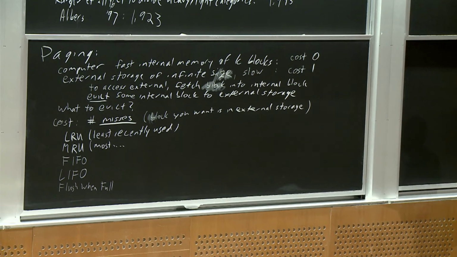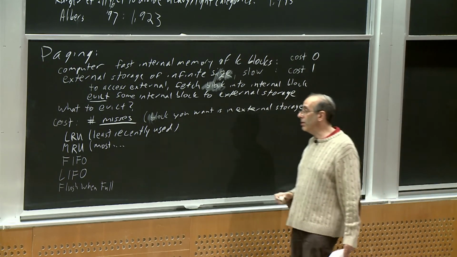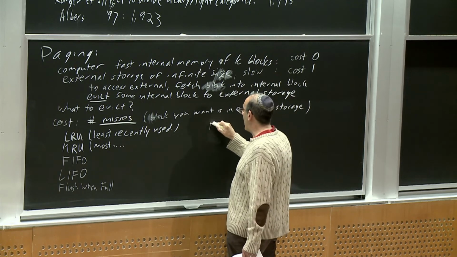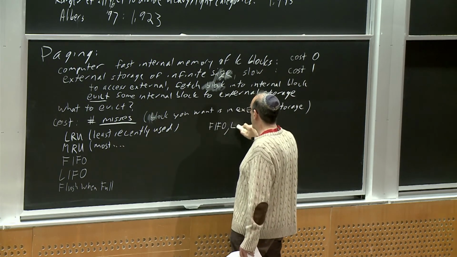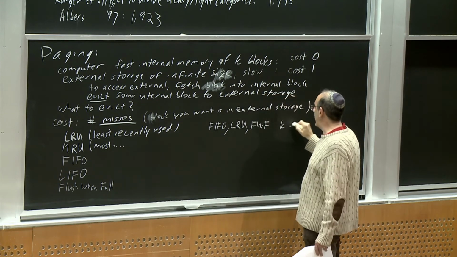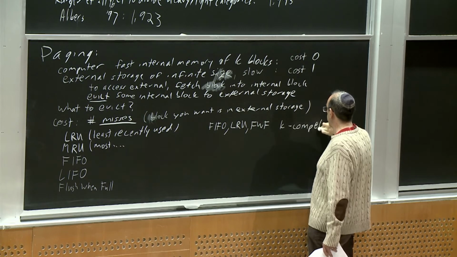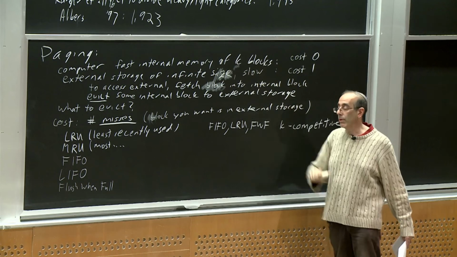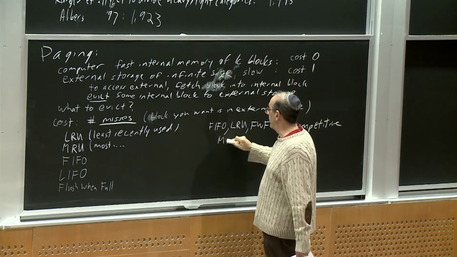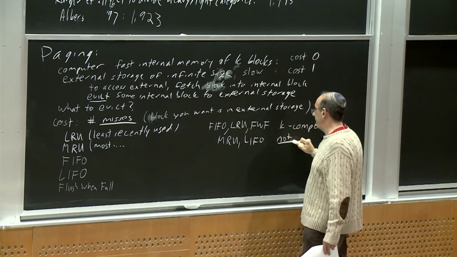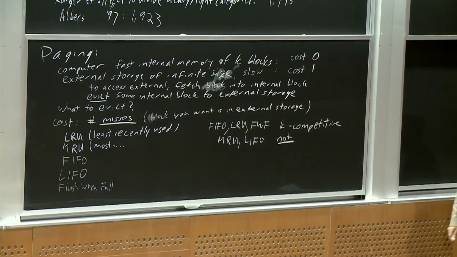And for that, it turns out that there are differences. What we are going to show is that FIFO, LRU, and flush when full are K-competitive. K is that number of blocks that we have. MRU and LIFO are not competitive at all. They can be arbitrarily bad compared to the optimum.